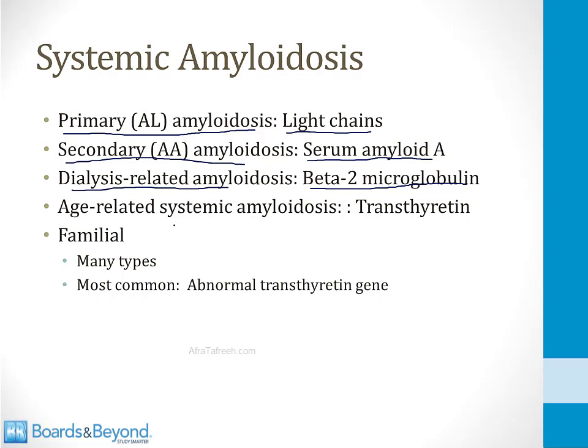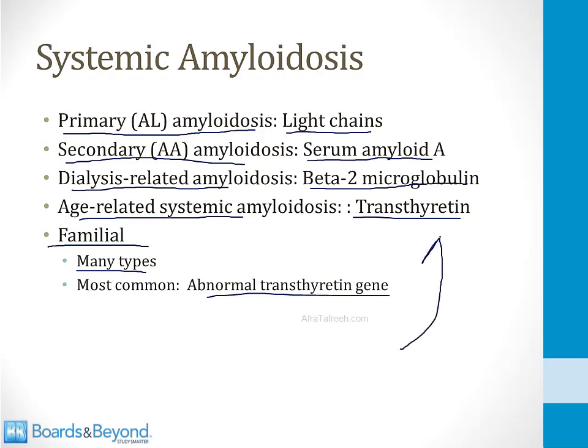As we get older, we can develop an age-related systemic amyloidosis. It's sometimes called senile amyloidosis. And this results from accumulation of transthyretin, which I'll talk more about in a minute, but transthyretin can also form amyloid aggregates of proteins. And then finally, there are a number of different familial forms of hereditary amyloidosis. They're all very rare. There are many types. One of the most common types is an abnormal transthyretin gene, which leads to accumulation of transthyretin similar to the transthyretin accumulations that occur in age-related amyloidosis.